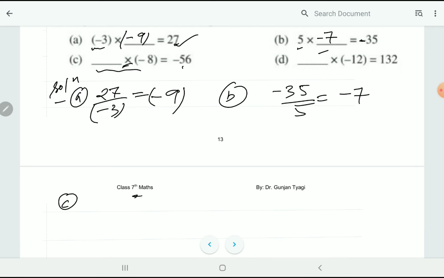C part, -56 divided by -8. So minus से minus cancel out होगा and 7 will be the answer. So 7 will come here, which is positive. 7 will be positive because the answer is negative. So one integer must be positive.